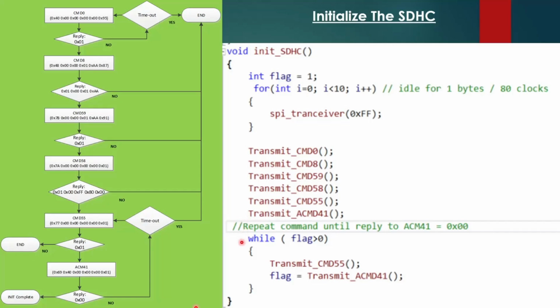Next, after sending all those commands, like I noted, we send command 55 again, and then command 41, and we check for the output from command 41, and when the output is 0, then we know that the SDHC has been initialized. So now let's see what each command looks like.